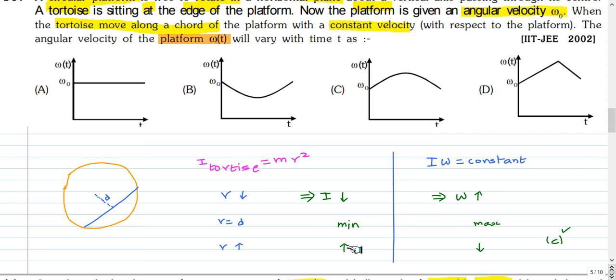And since there is no external torque acting on the system, I omega is conserved. That is the angular momentum. So the angular velocity omega will keep on increasing until it reaches the maximum at r equal to d, and it will keep on decreasing after that. So the correct option is option C.